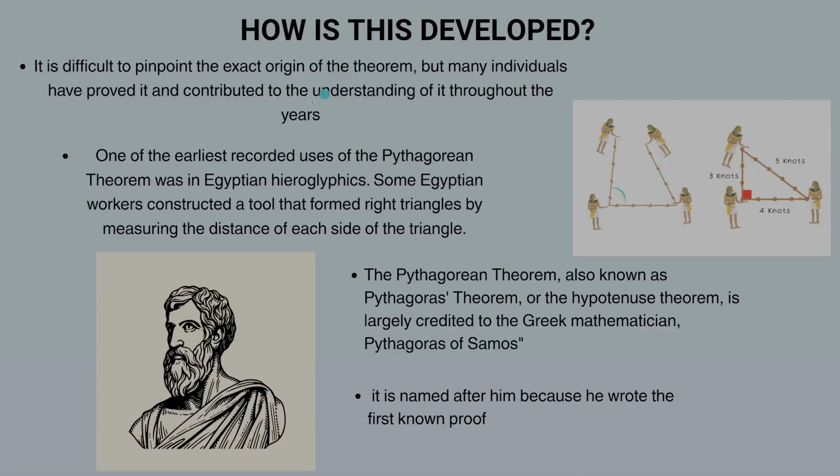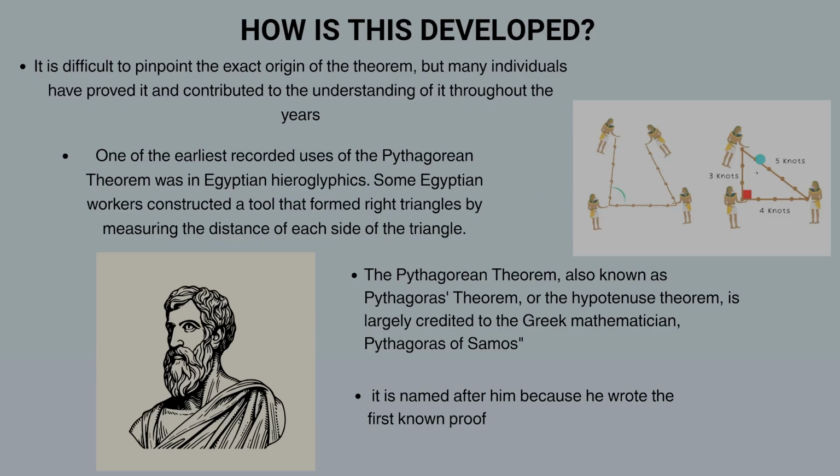Okay, so how did this develop? It's said that it's difficult to pinpoint the exact origin of the theorem, but many people have proved it and contributed to the understanding of the theorem throughout the years. However, one of the earliest recorded uses of the Pythagorean theorem was in the Egyptian era.